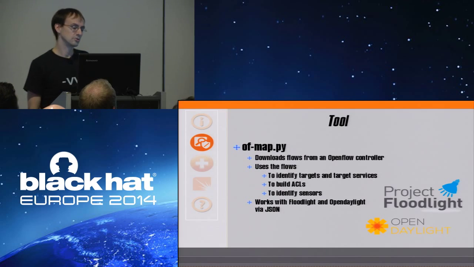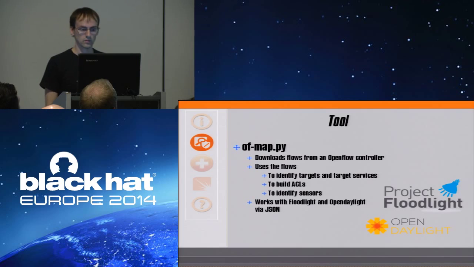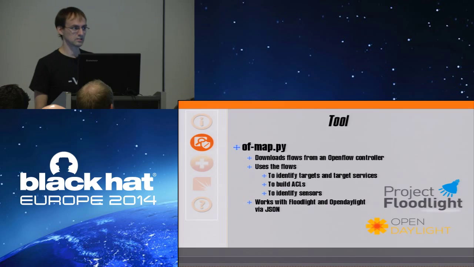Our tool to do that today is OFMAP. It downloads flows from an OpenFlow controller, and it uses those flows to identify targets and target services, to build ACLs, to identify sensors. It works with Floodlight and OpenDaylight via JSON. It'll actually auto-detect for you, and will use the correct syntax.